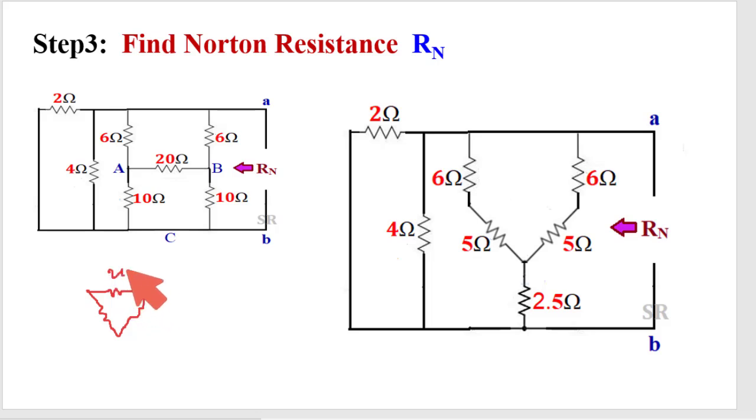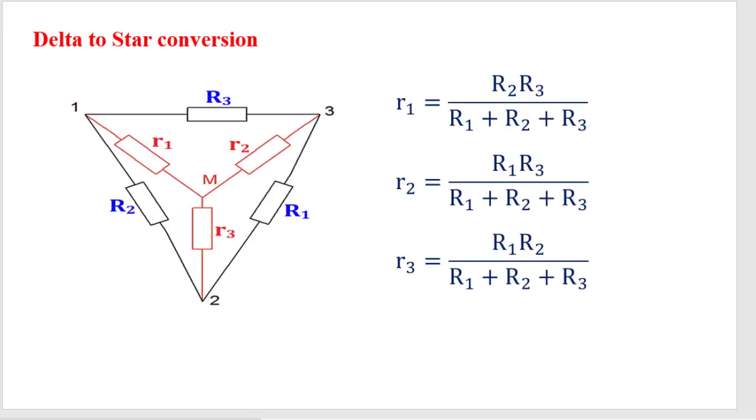This is 20, this is 10 and this is 10. It looks like this. So this delta combination, if we convert it into star combination, then that will be easier to calculate the equivalent resistance. Now how can we convert from a delta combination to star combination? This is the formula I am showing here.